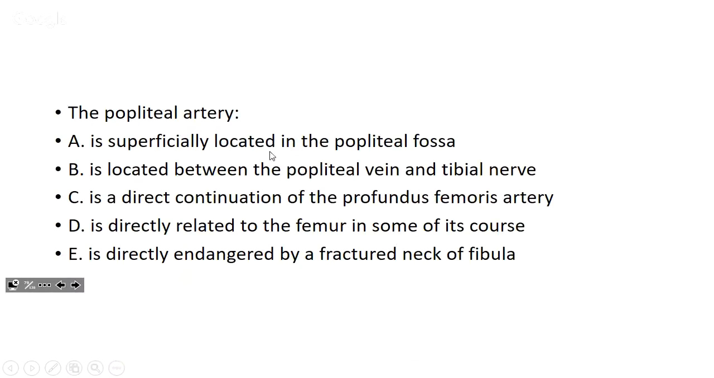Okay, so the popliteal artery: is it superficially located or is it deep? Yep, it's deep, that's right. It's located between the popliteal vein and the tibial nerve. Is it a direct continuation of the profunda femoris artery? No, it's from the femoral artery. And then it's directly related to the femur in some of its course.